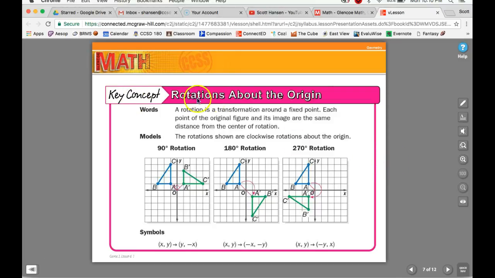So here's your key concept. Rotation is about the origin. It doesn't talk specifically about the fixed point on the figure, because in my opinion that's a little bit easier. Origin is more difficult because it just is.